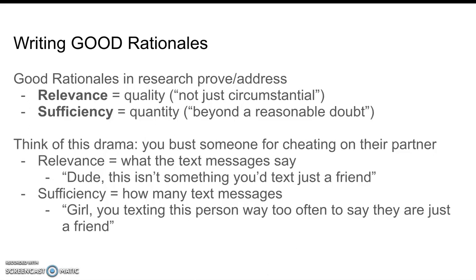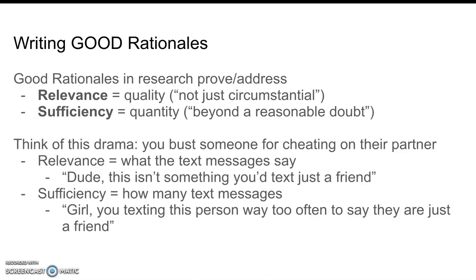So an example would be, we're going to have some drama. Suppose you're borrowing someone's cell phone and you bust them for cheating on their partner. You could focus on the relevancy. You could find a text message that has some content that's kind of weird. You would say, dude, you wouldn't text this to just a friend. It sounds like maybe you're cheating on your partner based on the content of this one text message. Then you could go the sufficiency route. You could say, I kept scrolling and you're texting this person 30, 40 times a day. That's way too often to text someone that's just a friend. So you see how relevancy is the content of one message, but sufficiency is the amount, the quantity, or how long those messages are.